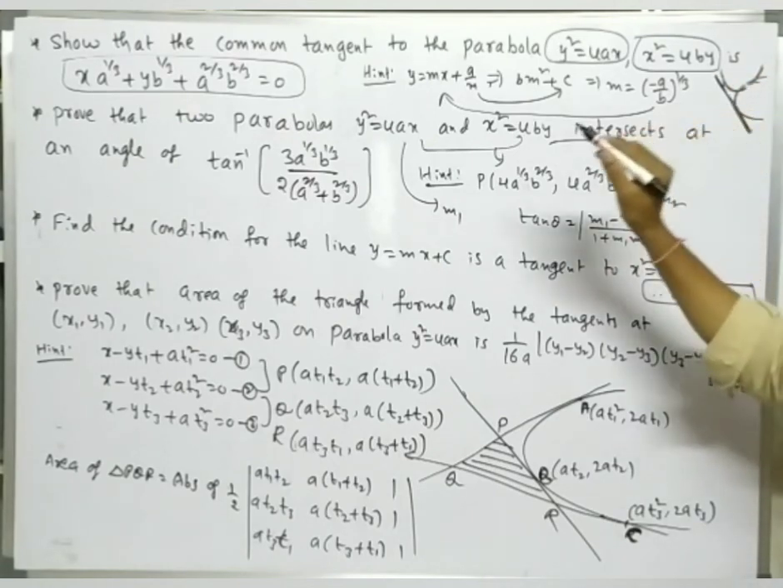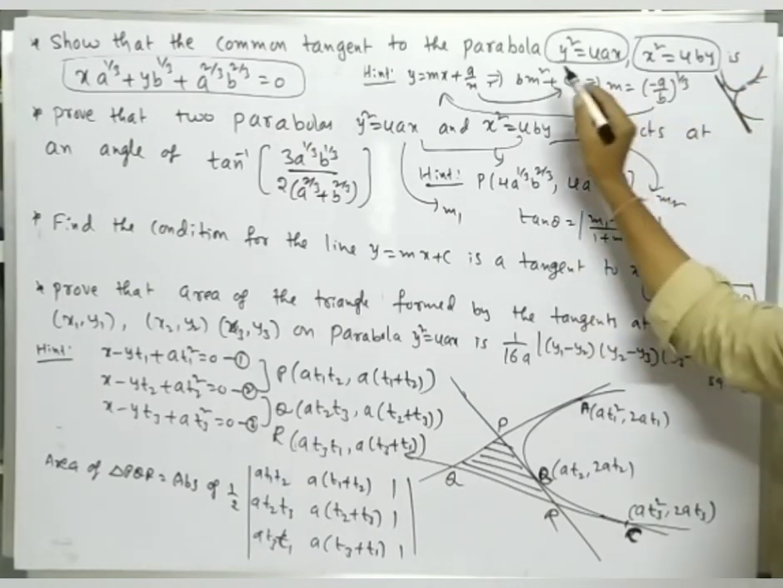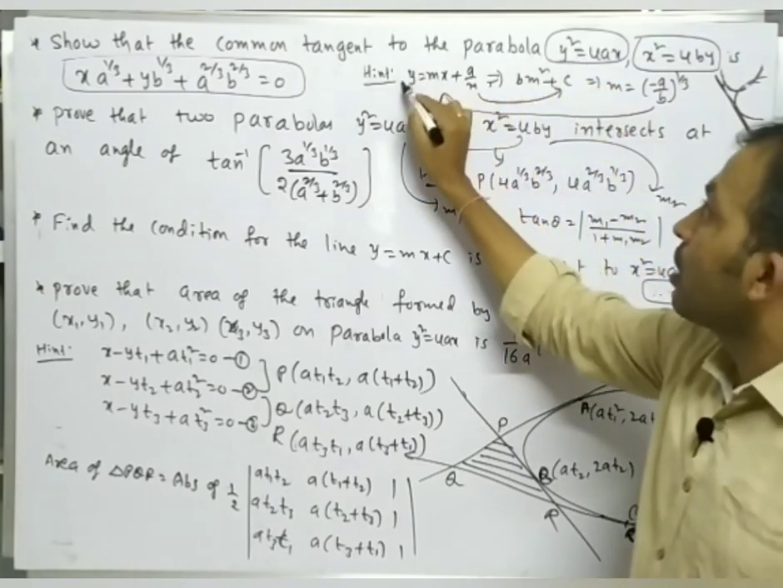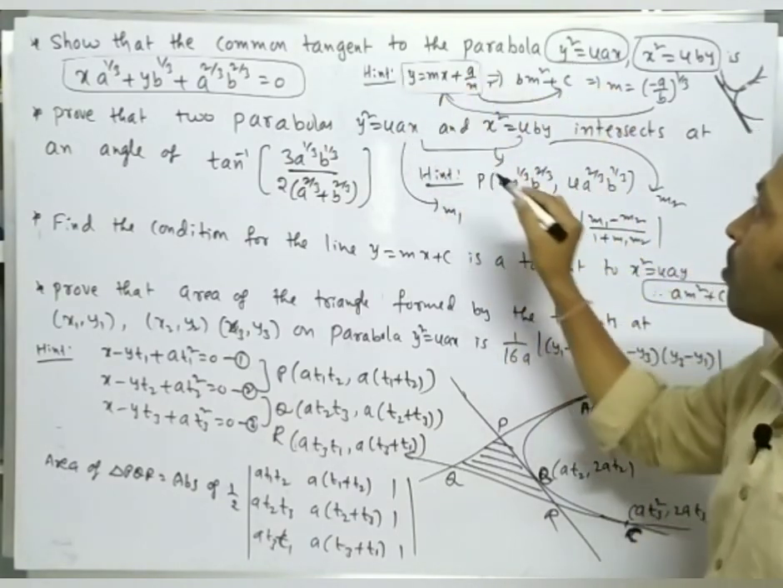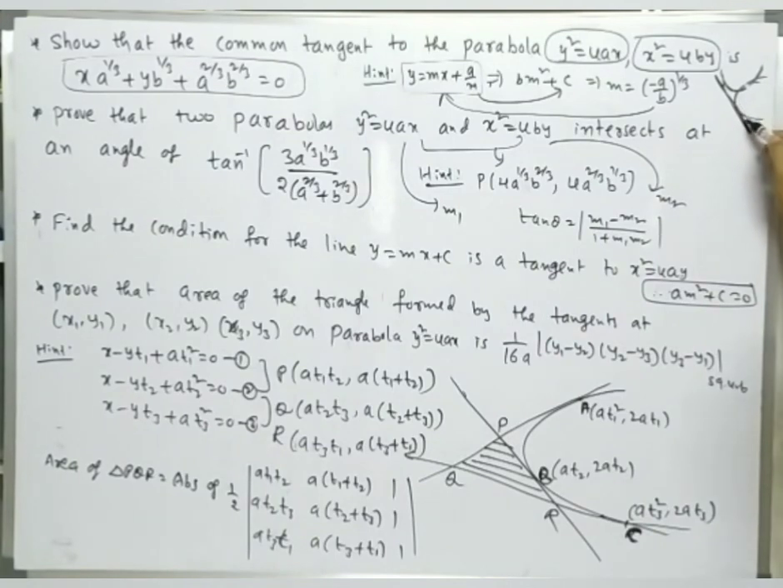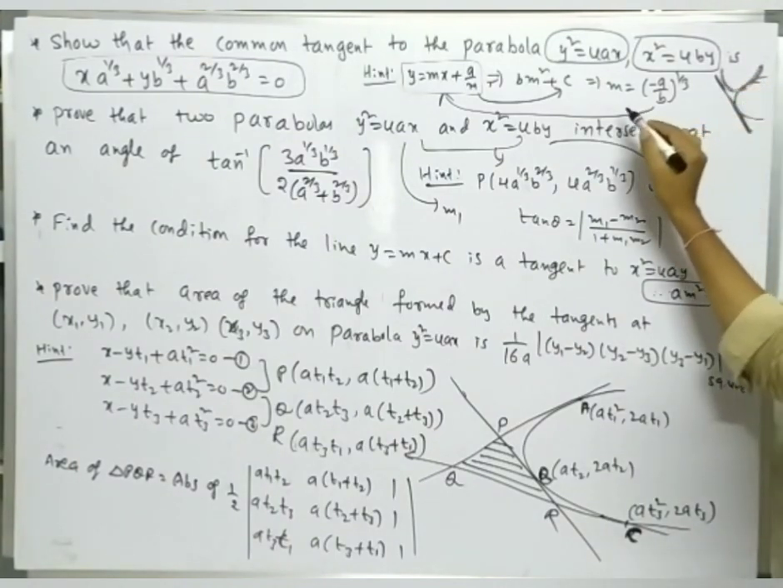Okay, so we should find it like that. First of all, I am taking y square is equal to 4ax. What is the tangent equation? y is equal to mx plus a by m. This is also tangent to this equation. Okay, so what is the condition for tangency?